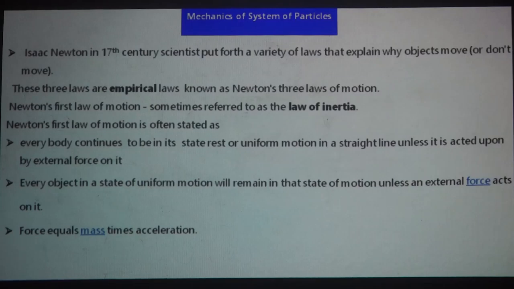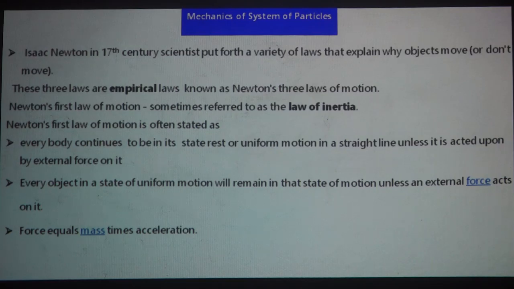Bandara from Physics Department. Today I will explain the basics of mechanics of system of particles. Now this topic belongs to SYBSc Physics. Today we will see the mechanics of system of particles.